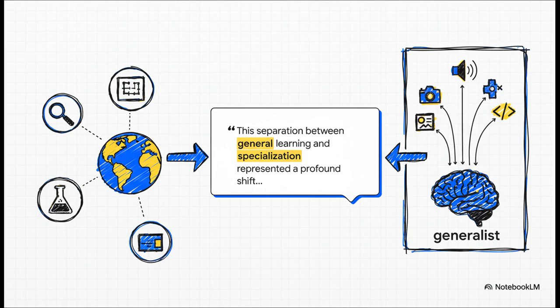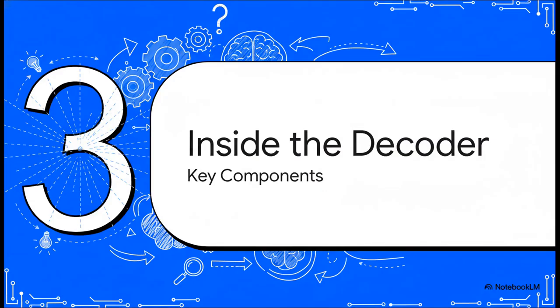And this was a total game changer. Before GPT, you pretty much had to build an AI model from scratch for every single new task. This two-stage approach created a generalist model that could then become a specialist, which was just way more efficient and way more powerful.